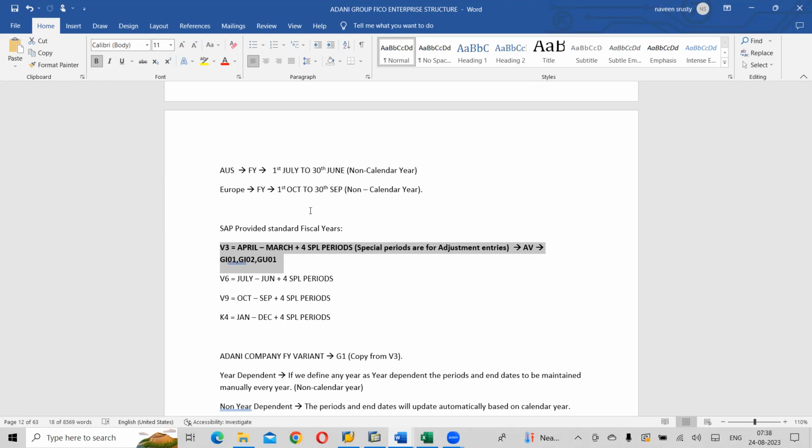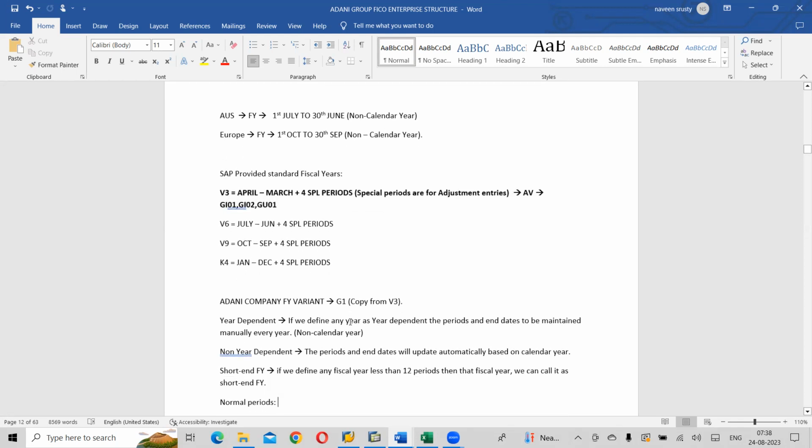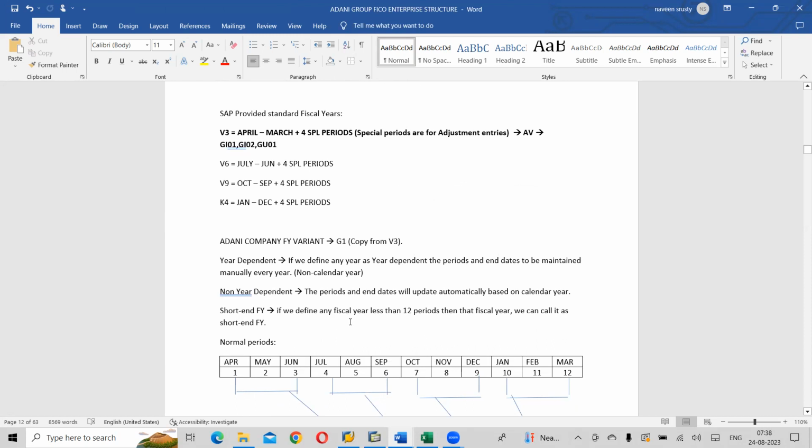I'll show you how it determines the calendar. Write down: even though we have 4 special periods, while posting we are posting as period 12, manually. For example, if you are taking 31st March 2023, that's what I want to explain here. You are posting one entry on February 1st, 2024.